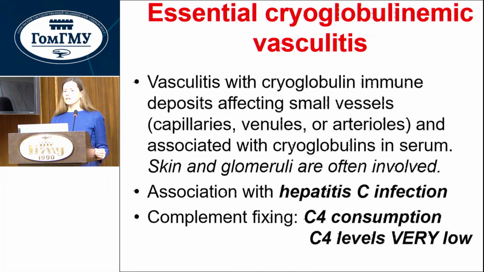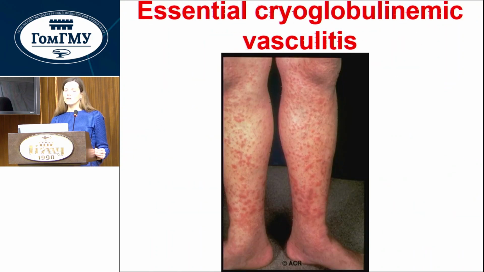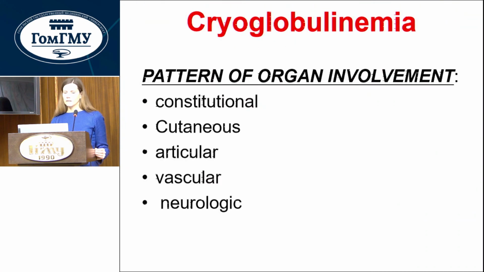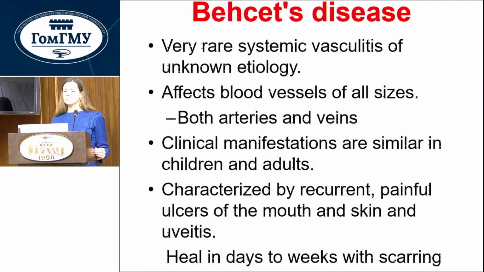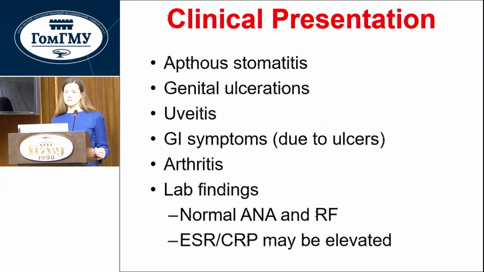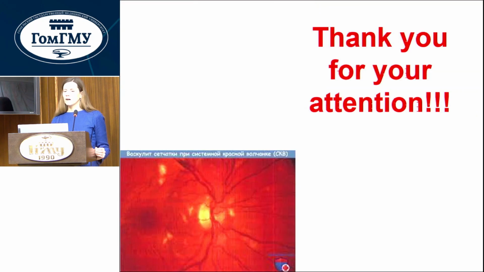Also, we have essential cryoglobulinemic vasculitis, very often associated with hepatitis C infection, and also skin rash in case of essential cryoglobulinemic vasculitis. Cutaneous leukocytoclastic angiitis and Behçet disease are very rare in our region. We have pictures of mucosal damage in case of Behçet disease. That's the end. Thank you for your attention.